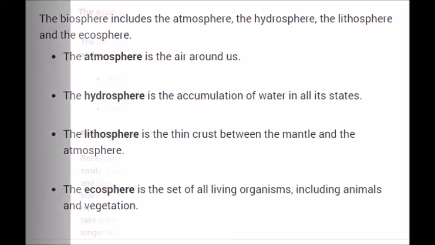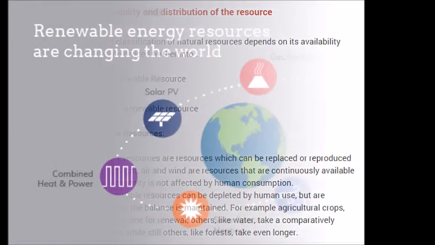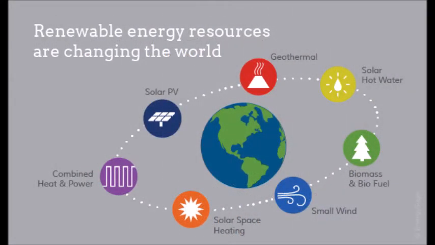The third classification of natural resources depends on its availability and can be divided further into renewable resource and non-renewable resource. Renewable resources are resources which can be replaced or reproduced easily. Sunlight, air and wind are resources that are continuously available and their quantity is not affected by human consumption. Many renewable resources can be depleted by human use, but are replaced and the balance is maintained.